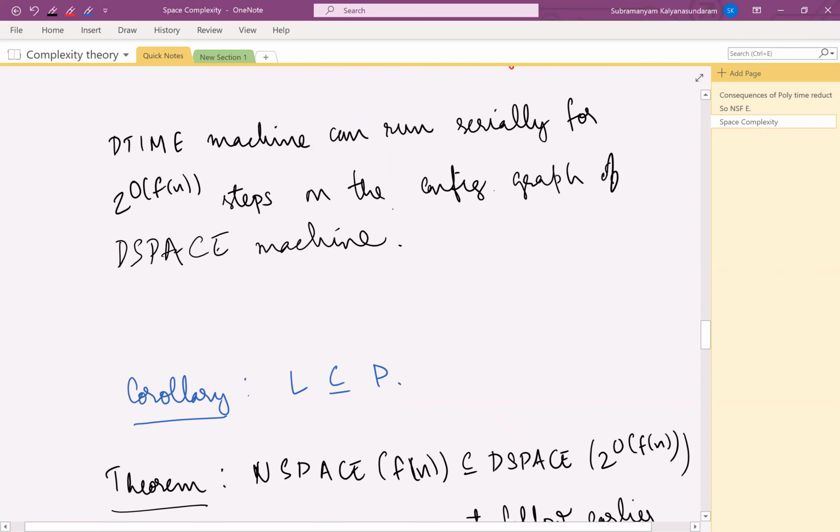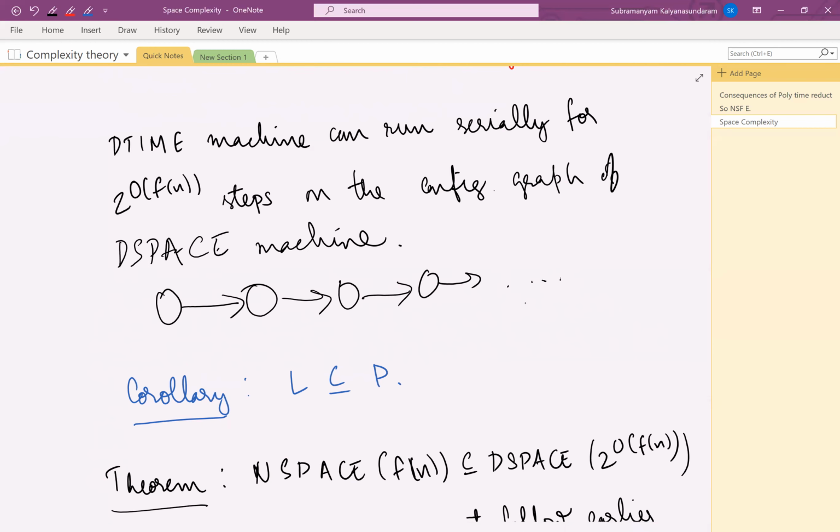The D-time machine can run serially. Basically it just starts with the configuration. Maybe I'll just draw a small picture here. This is the starting configuration of the D-space machine, then it goes to next, then next, and so on. And you stop when you reach an accepting or rejecting configuration, in which case you know the outcome, or you run for 2 power order f(n) steps, at which point you know that if you are looping, you will just be repeatedly going to some state again and again. So if your total number of steps has exceeded the number of configurations, you can just stop the entire process.